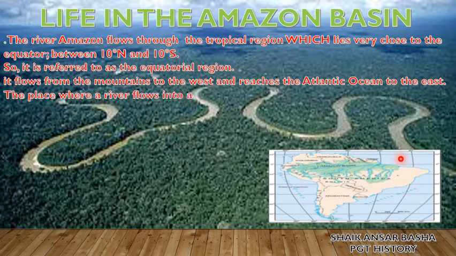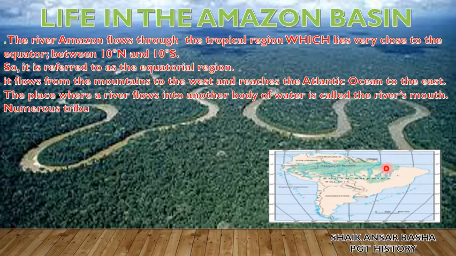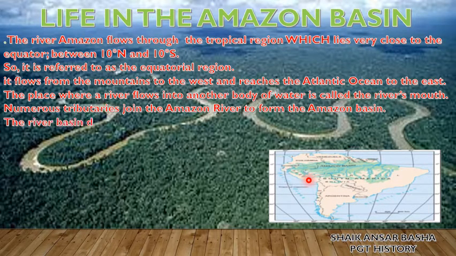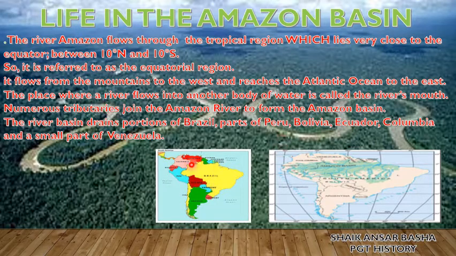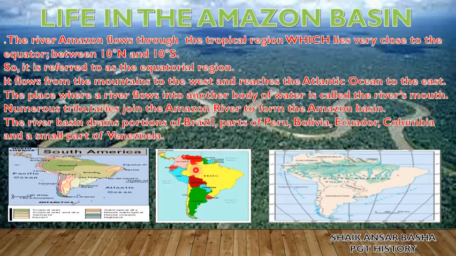The place where a river flows into another body of water is called the river mouth. This is the river mouth. Numerous tributaries join the Amazon river to form the Amazon basin, which is the area drained by the river. The river basin drains a portion of Brazil, parts of Peru, Bolivia, Ecuador, Colombia, and a small part of Venezuela. These are the countries covered by the basin of the Amazon, important countries of Latin America and South America.